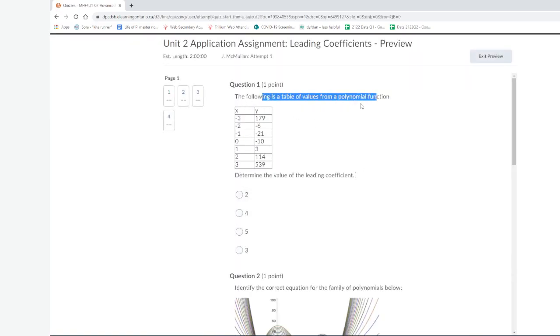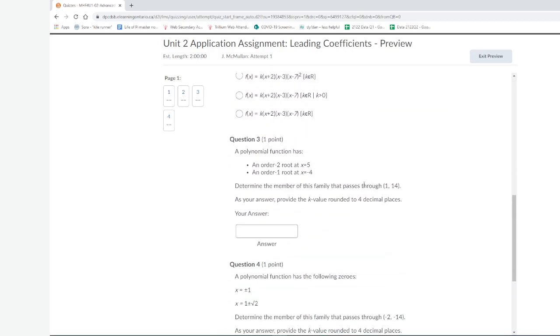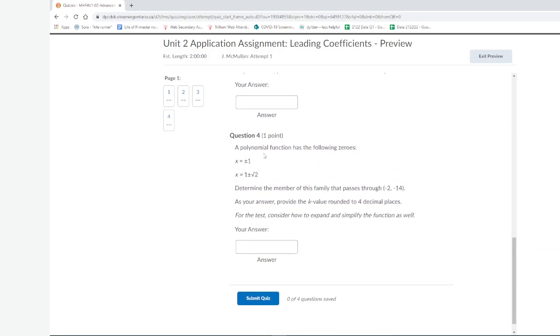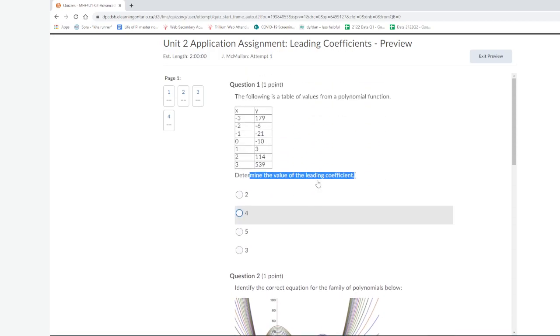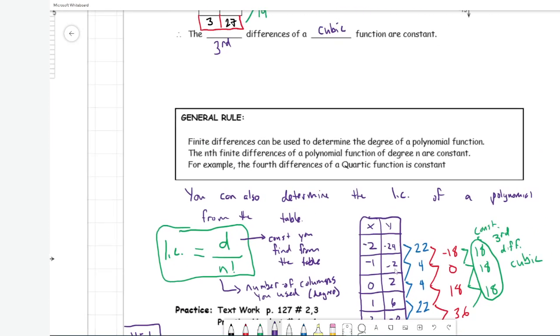So here's a table of values. What's the value of the leading coefficient? 2, 4, 5, or 3, right? Based on that table. So you just do the same technique we just did. Okay, family of polynomials. We haven't got to that yet. We haven't done this yet. We haven't done that yet. So really, this is the only question you could do at the moment. So I wouldn't worry too much about it right now. Just make sure that when you do open this up, you go back to this lesson 1 and look at what it's asking for would be the technique we're using here.